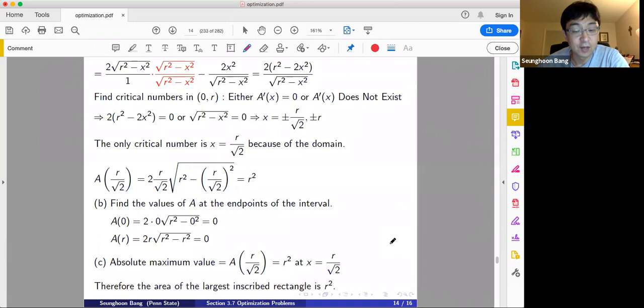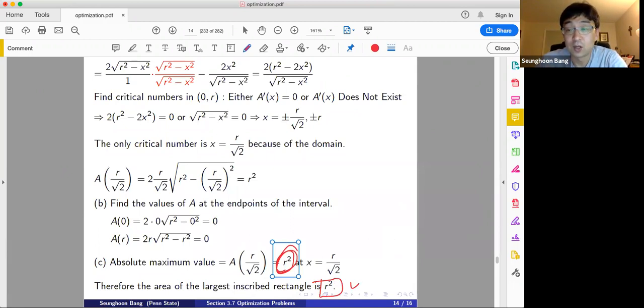Therefore, the area of the largest inscribed rectangle is r squared. This is the final answer. So that's it. That's the whole idea for solving this problem.